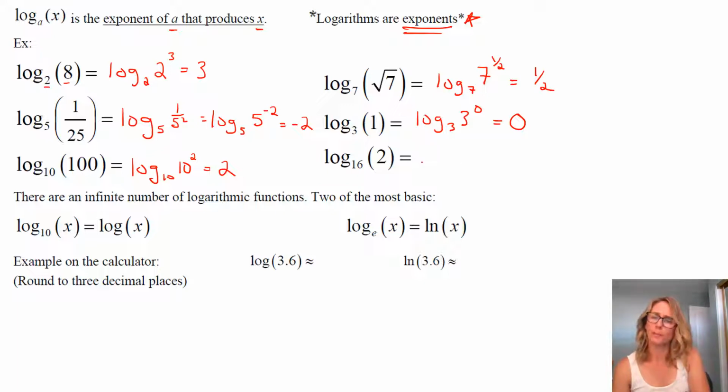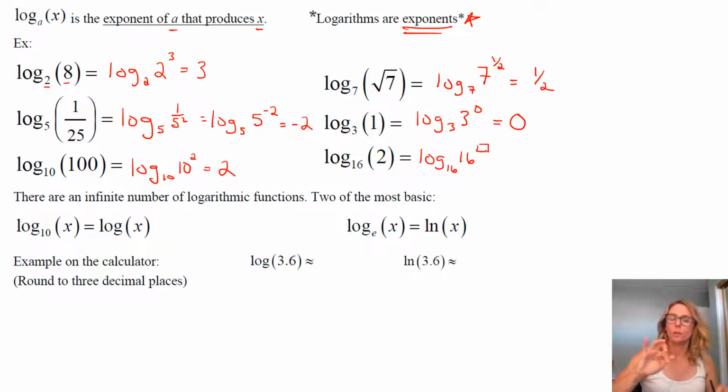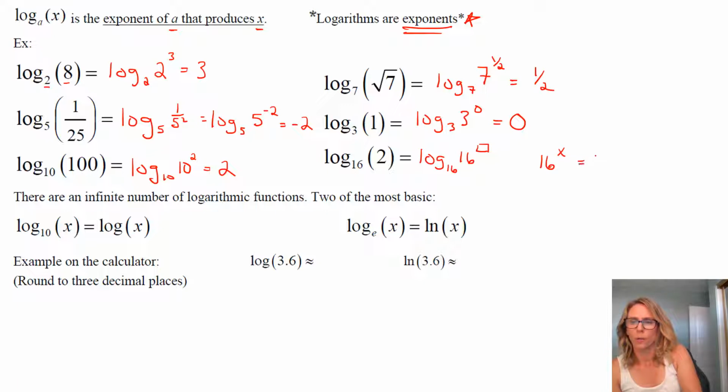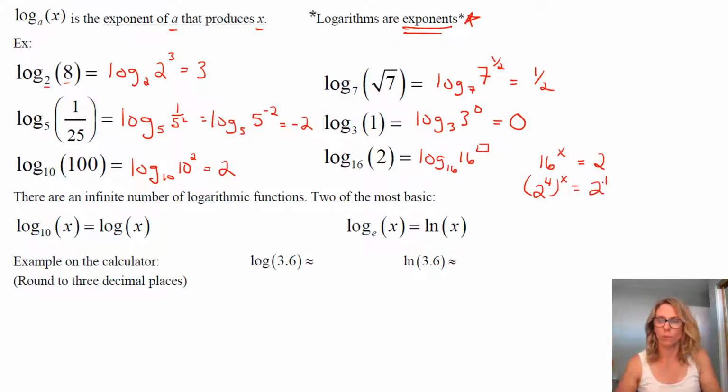Now, the last one you might be like, man, there's some relationship between 16 and 2 and I'm not sure what it is. Is there a way to write 2 as 16 to a power? Another way to think about this is you could say, well, I want to know 16 to a power, will that give me 2? That's the question being asked. 16 to what power gives me 2? And you can rewrite 16 as 2 to the 4th. Notice my other side is just 2 to the 1.